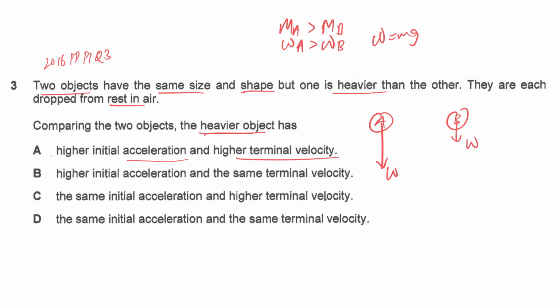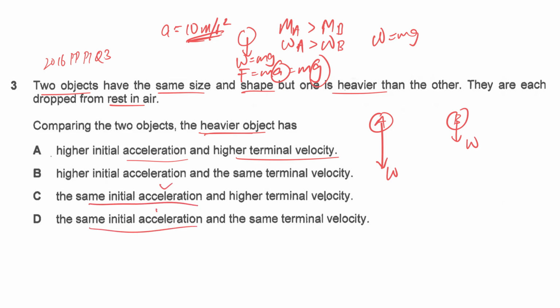So let's start with the initial acceleration. When you first release the ball, there's no air resistance, so it's considered free fall, and the acceleration due to free fall is 10 meters per second squared. In other words, when you drop the ball, the only force acting is its weight. So the net force, ma, equals mg. Therefore, the acceleration has a magnitude of 10 meters per second squared downwards. So both will have the same initial acceleration, 10 meters per second squared.